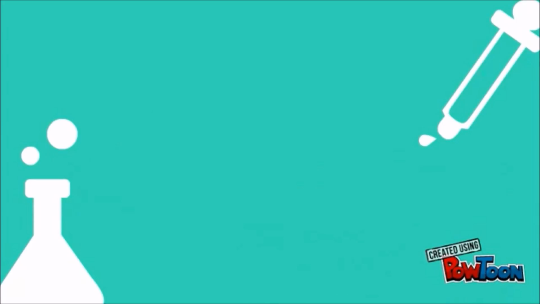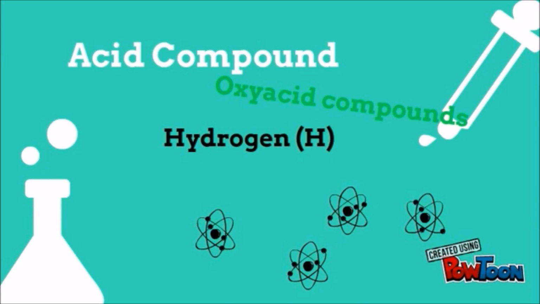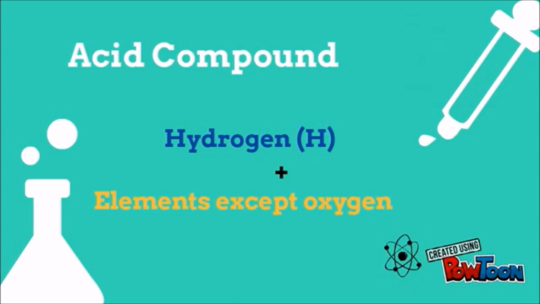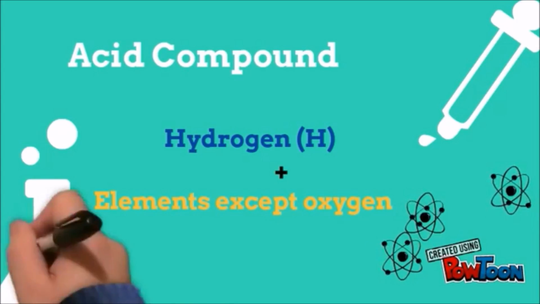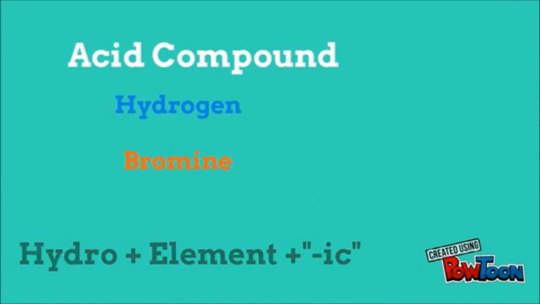Last are the acid compounds. Acid compounds always contain hydrogen in the beginning with added prefix and suffix depending on the number of atoms. However, there are also atoms in the oxyacid compounds. Common acid compounds are compounds of hydrogen and another element that is not oxygen. Common acids are named as hydro plus the element plus -ic plus acid. So if we have hydrogen and bromine, it will be read as hydrobromic acid.